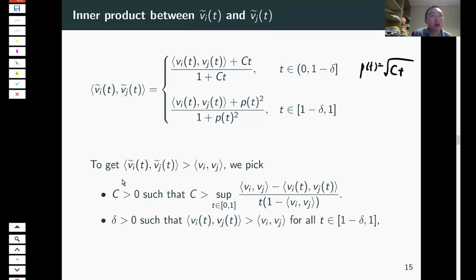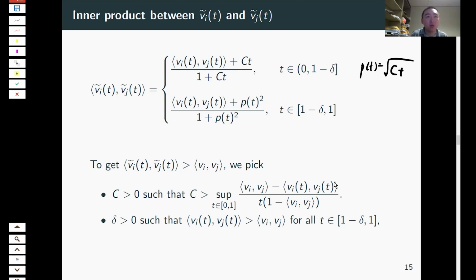Now we want this new inner product to be greater than the original. So from the first line, we want this to hold. Just by sitting down and computing, you need c to be greater than the expression on the right. So we just need c to be greater than the sup of that. Here we have t in the denominator, but that really doesn't matter, because when t approaches 0, we assume that this path is a smooth path, so we're computing the derivatives. This is a continuous function on 0 to 1, so it definitely has a sup. This is the first part.